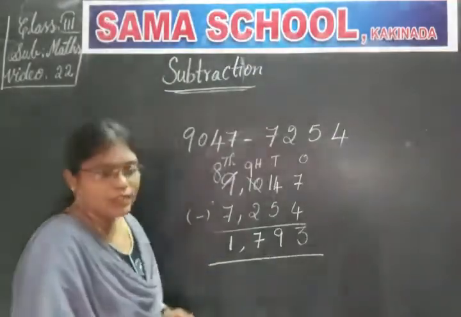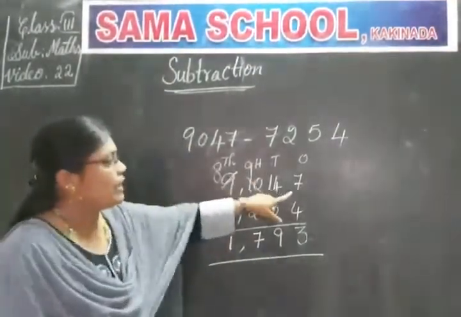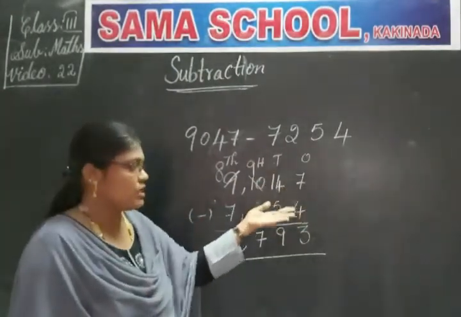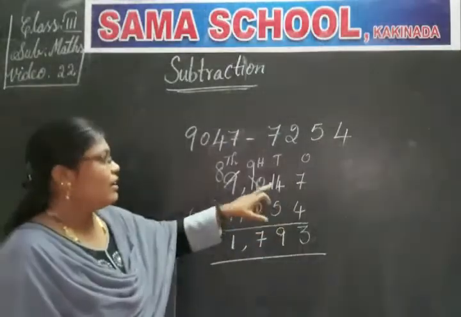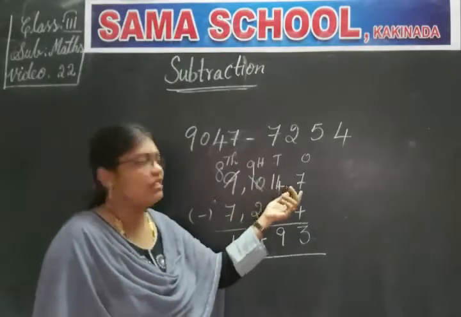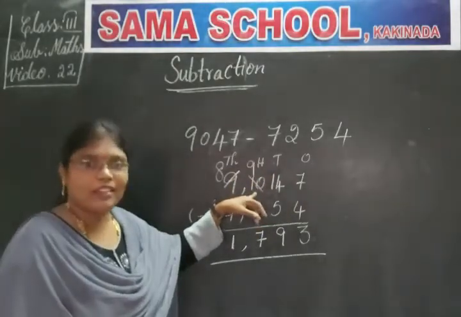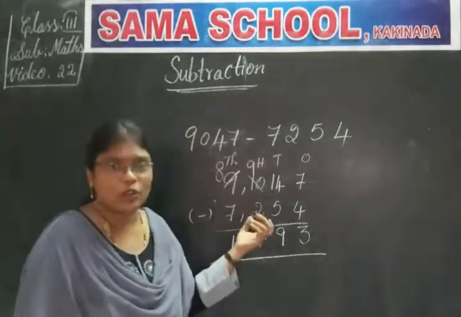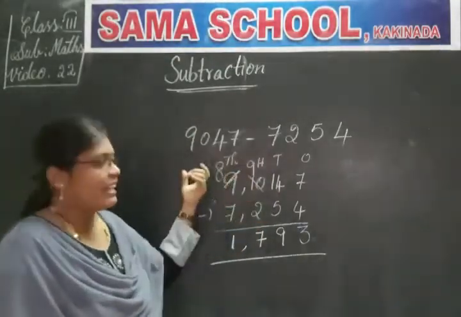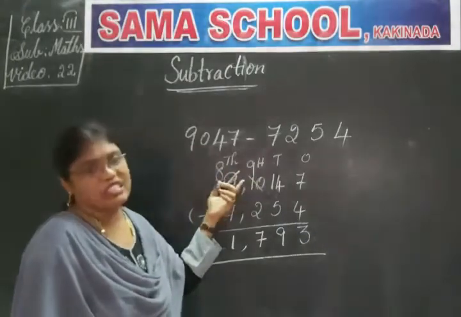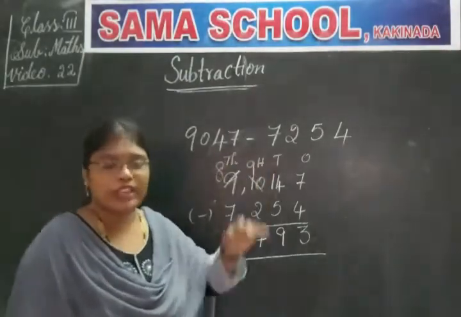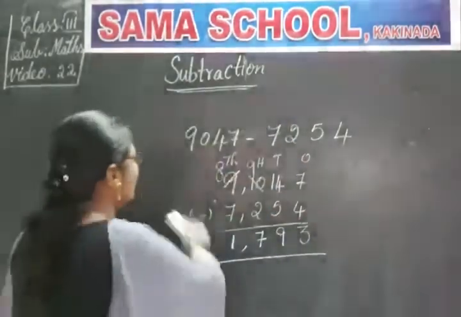See, here what we did: in one place there was nothing to borrow, we just subtracted directly, and here we need to borrow as it is a small number, to make it a bigger number. We have to borrow from the next place. As we have 0 here, we will borrow to this place first, and then again from 0 we will borrow to the next place. Okay. Let's see another example.